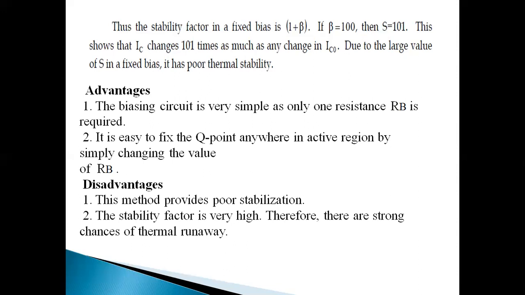The biasing circuit is very simple, as only one resistance RB is required and only one power supply we are going to use. And it is easy to fix the quiescent point anywhere in the active region by simply changing the value of the base resistance, that is RB. Moving on to the disadvantage, this method provides poor stabilization and the stability factor is very, very high. Therefore, there are strong chances of thermal runaway in this fixed biasing network.